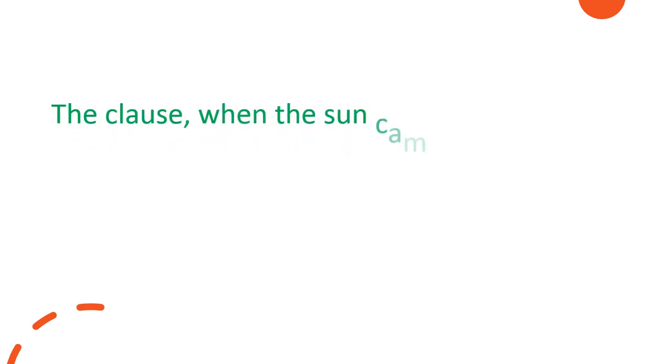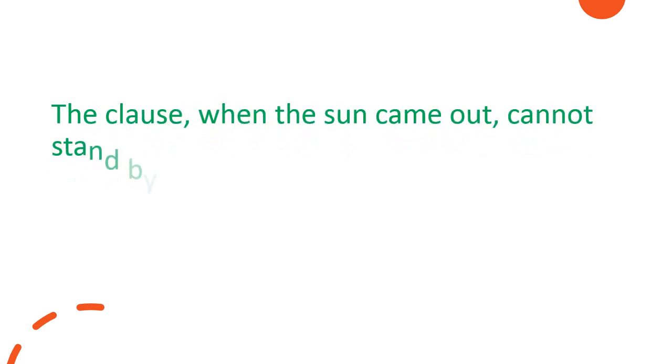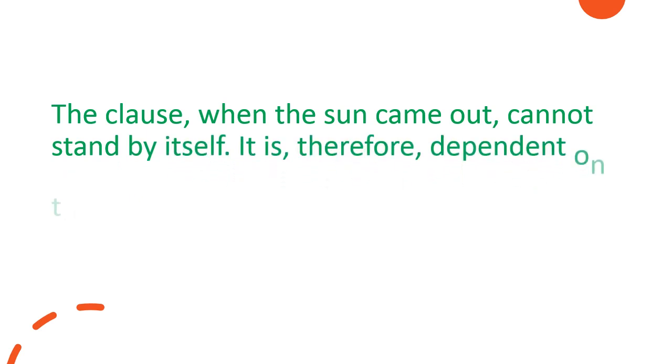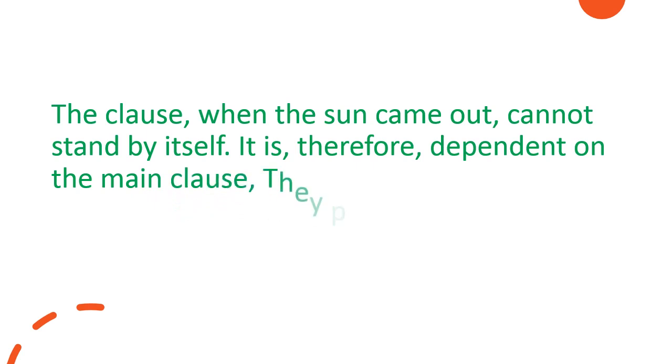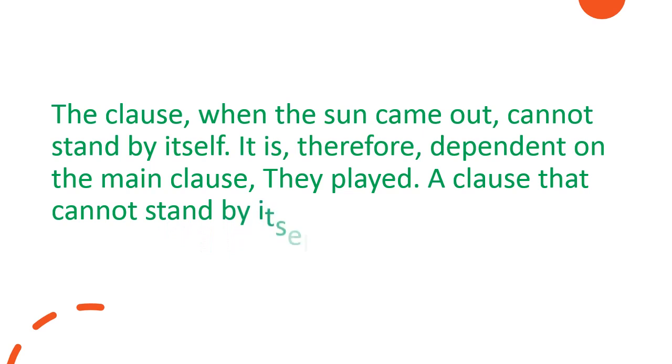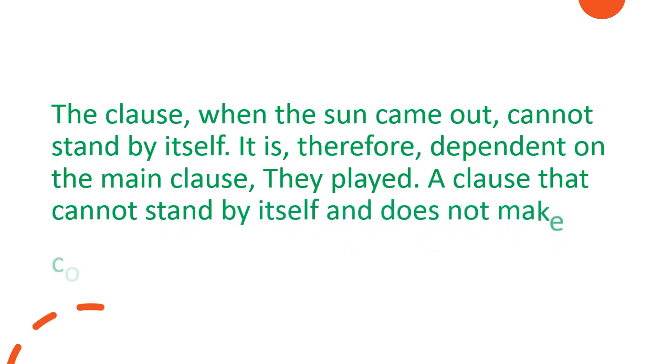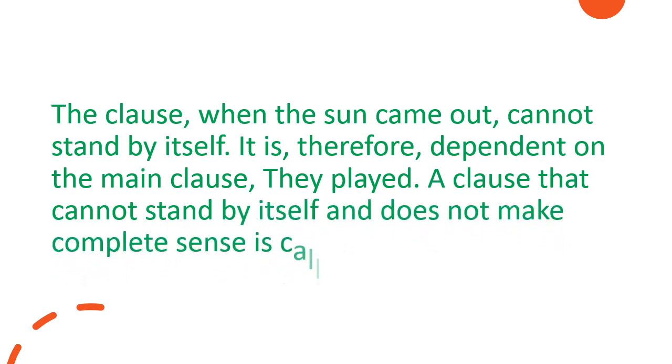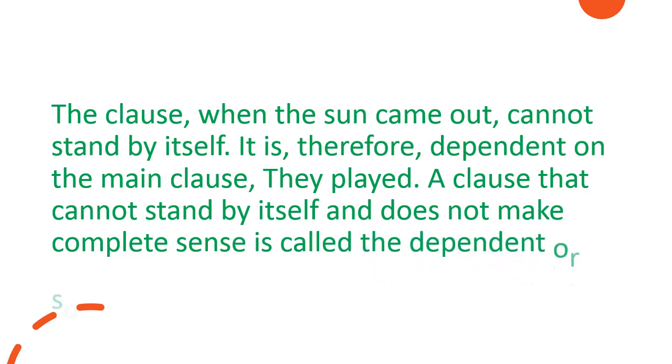The clause when the sun came out cannot stand by itself. It is therefore dependent on the main clause they played. A clause that cannot stand by itself and does not make complete sense is called the dependent or subordinate clause. I told you, with the name only it is clear. Main clause, that means a clause which can stand independent, doesn't need anyone's support.